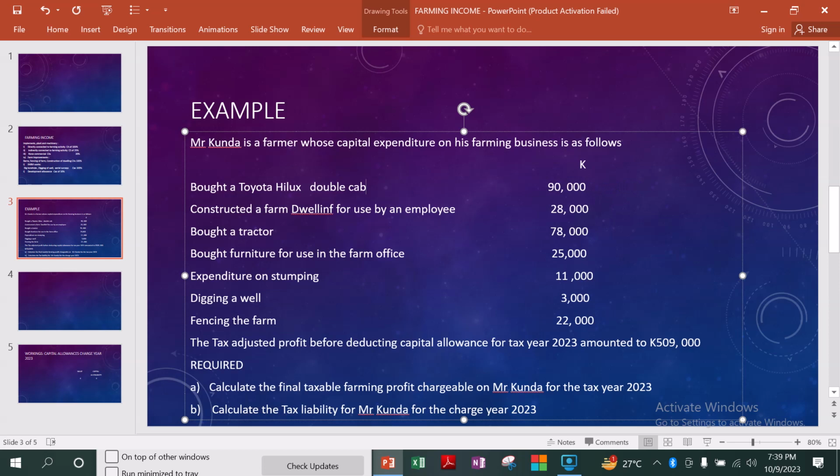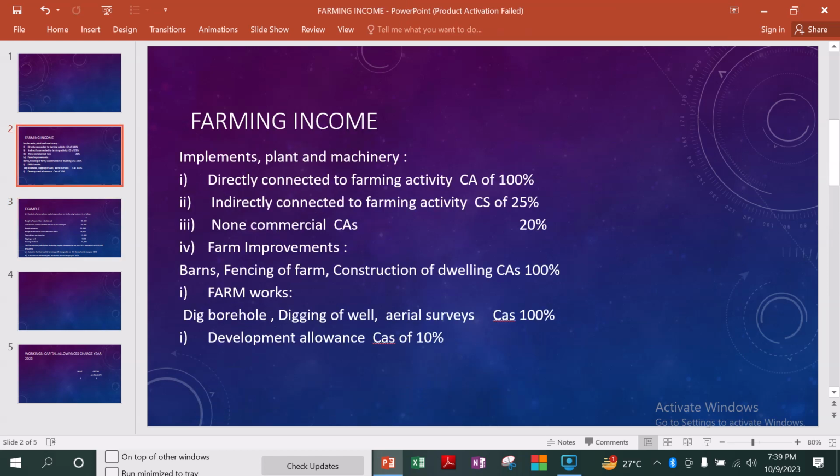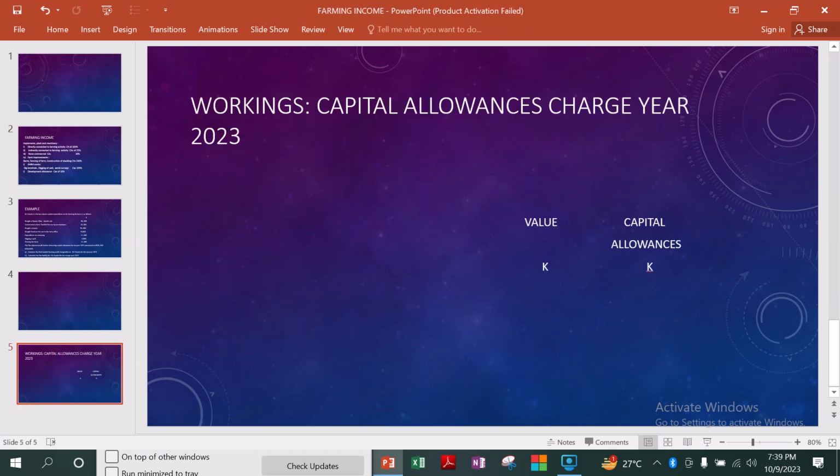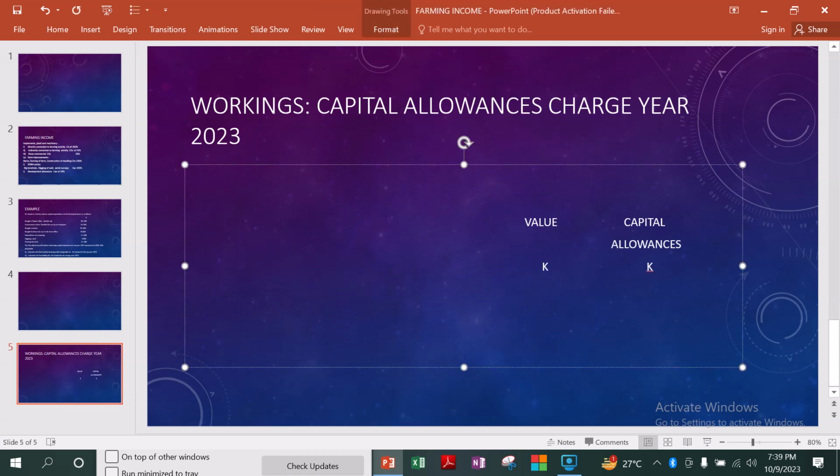Okay. So this is a commercial vehicle. It falls under implements, plant and machinery, but it's not directly connected to farming activity like tilling the land. So what we do, it will be claimed at 25%. So we go back to this particular schedule, and we indicate the Toyota Hilux.